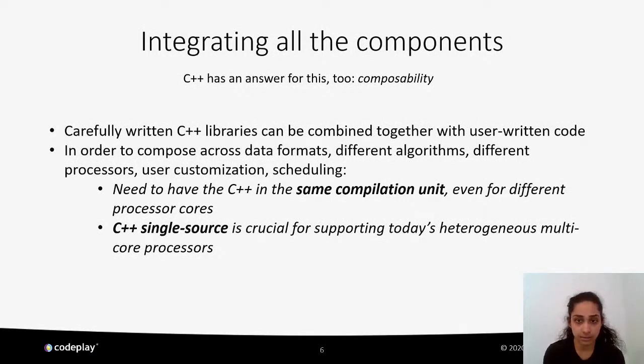So we saw the concept of how we can separate these concerns. How do we put all of this into one component which can actually be used by a system? We can write a C++ library that can combine all of this with the user-written code. To achieve this across different data formats, algorithms and processors using user customizations, we would need to have all of this inside one C++ compilation unit. This is called C++ single source compilation, and it is crucial for supporting today's heterogeneous multi-core processors.